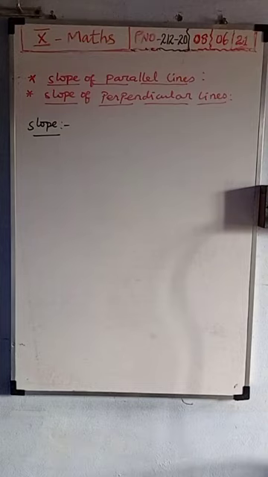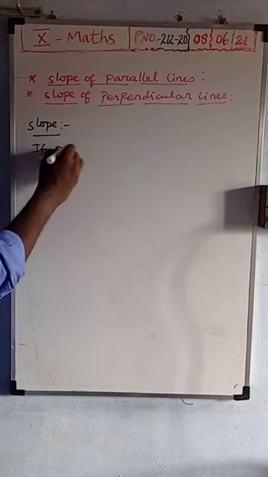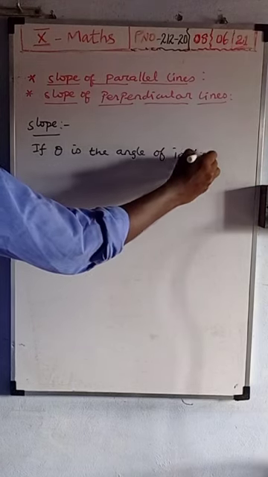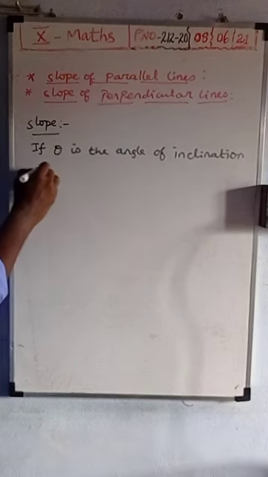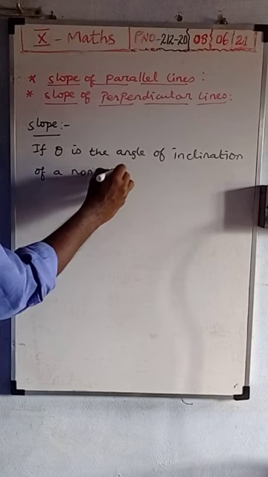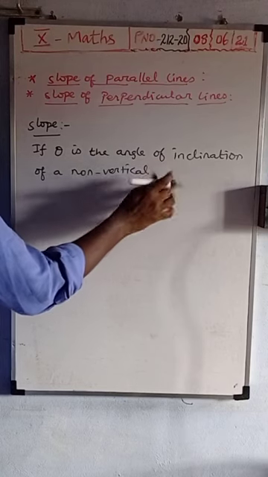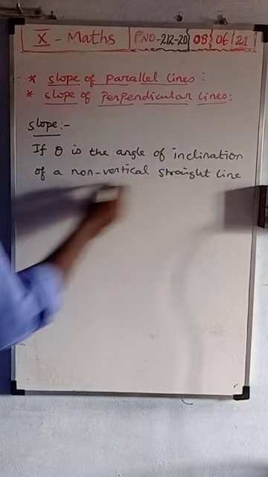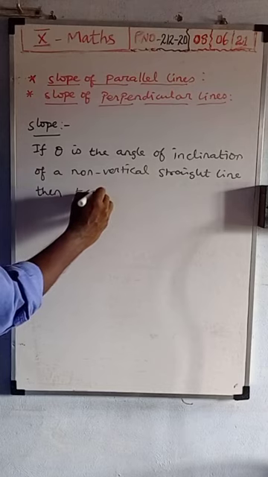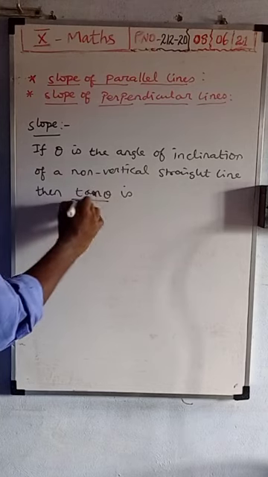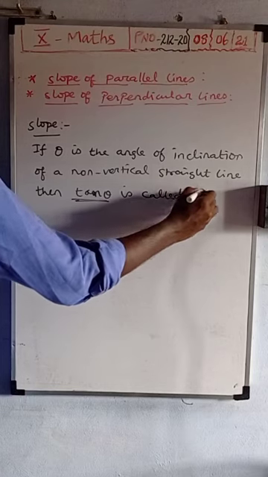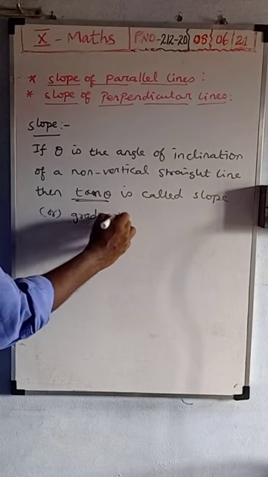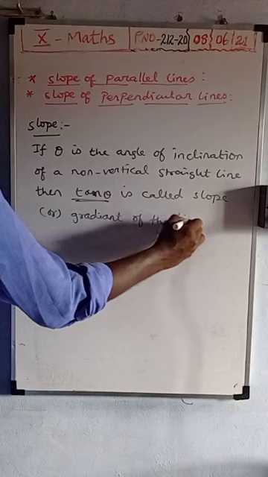Yes, here in slope we choose theta. If theta is the angle of inclination of a non-vertical straight line, then tan theta is called the slope or gradient of the line.